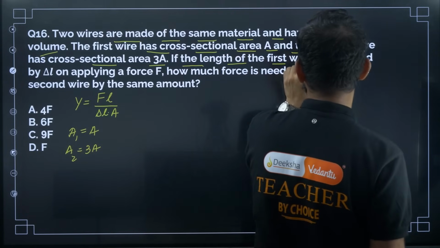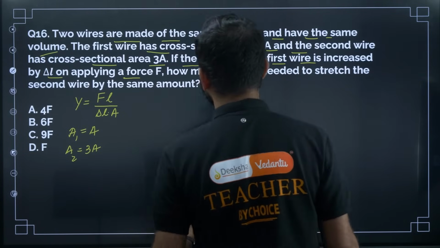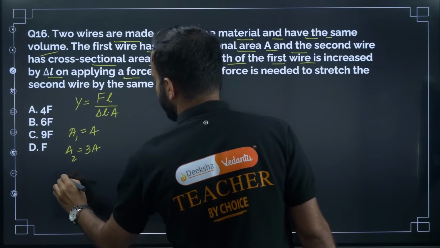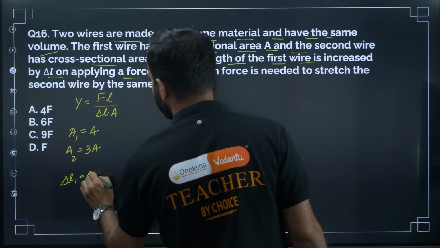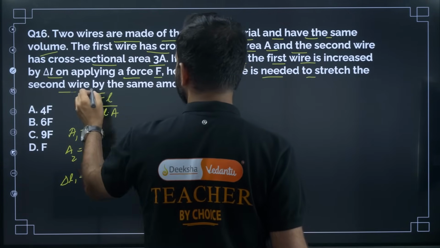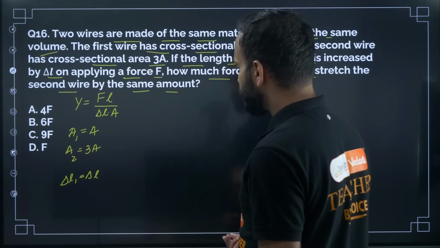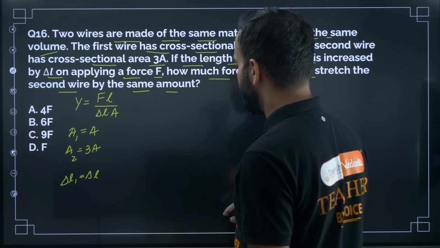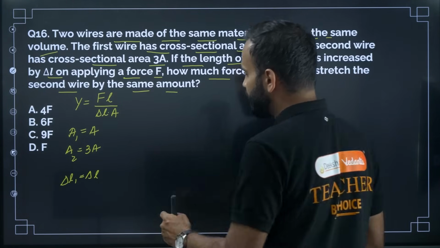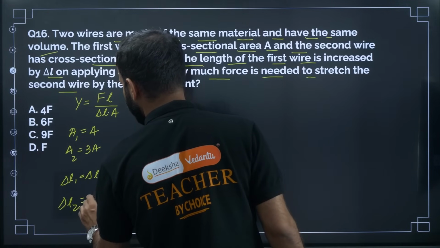If the length of the first wire is increased by delta L on applying force F, so here delta L1 equal to delta L. How much force is needed to stretch the second wire by the same amount? Here we need to find how much force is needed to stretch the second wire by the same amount, that is delta L only. Delta L2 is also equal to delta L.